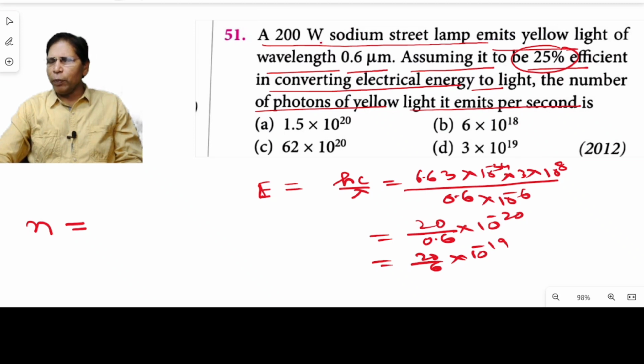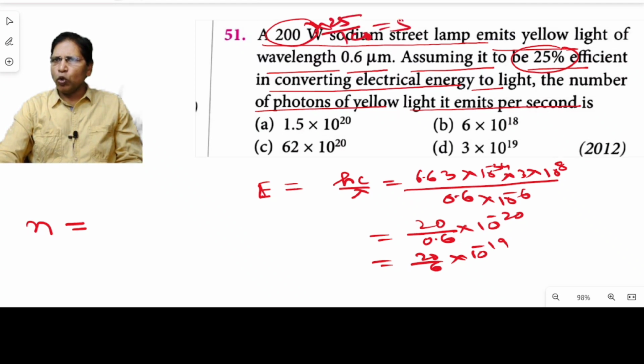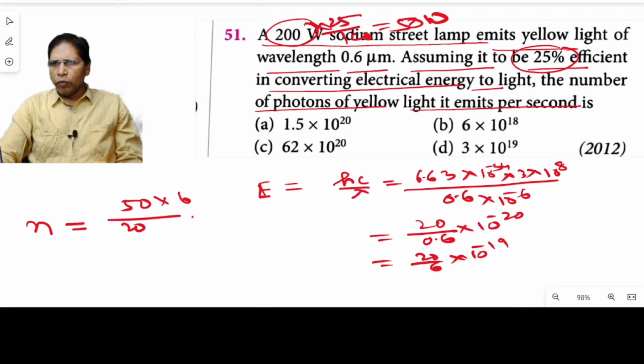What is the effective power? Net power 200, so effective power is 200 into 25 by 100, so this is 50 watt. Okay, so look at this, 50 divided by 20 by 6, so look at this is the 6 and this is 10 to the power 19. Now this and this cancel out.